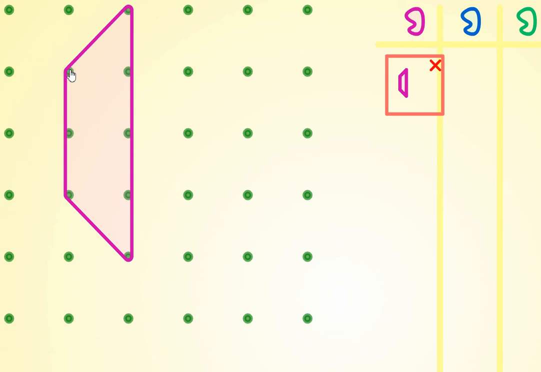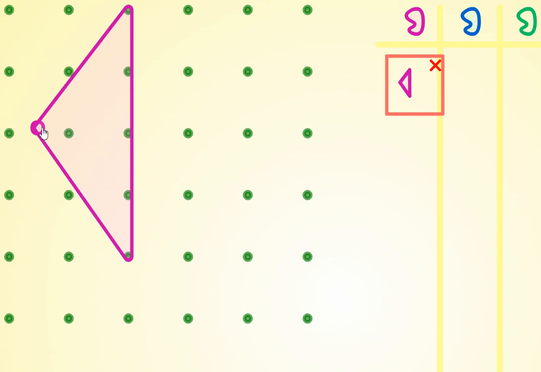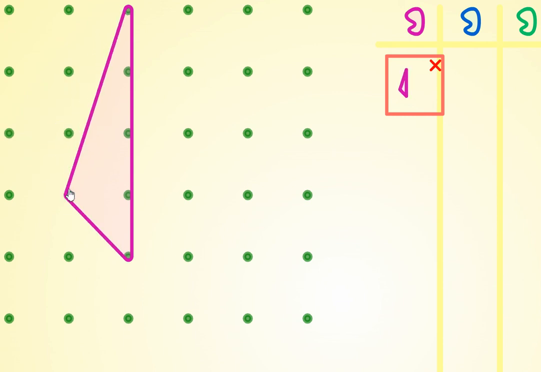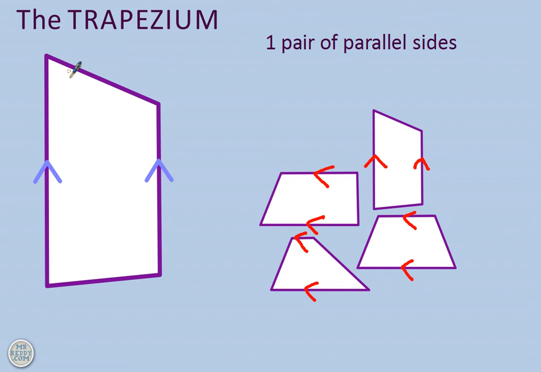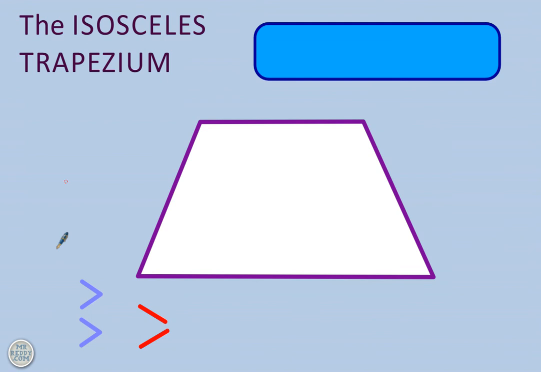Bring this one in. There, like that. Yep, that's a trapezium. In fact, that's a special kind of trapezium. That is an isosceles trapezium. Can you see why? What about if I made it an isosceles triangle? That's an isosceles triangle because it has a pair of equal sides. I can make it an isosceles trapezium by giving it a pair of equal sides. And that brings me onto the isosceles trapezium.